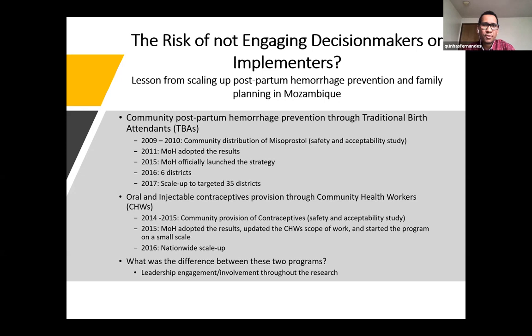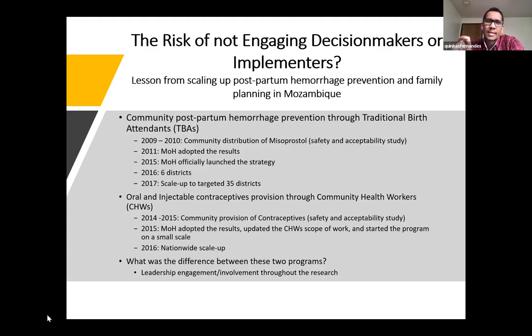Then why did the two programs have different trajectories? Let me assure you that funds availability and high-level support was not the issue. We had resources committed for both interventions, and there was a lot of support from most of the stakeholders working on the MCH.